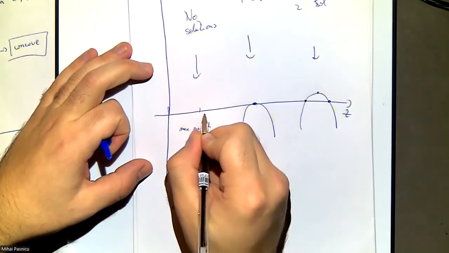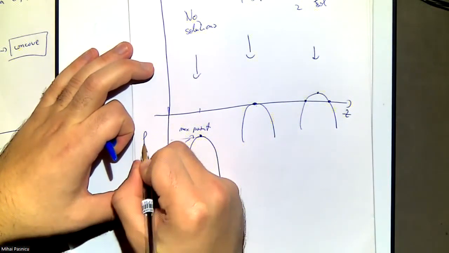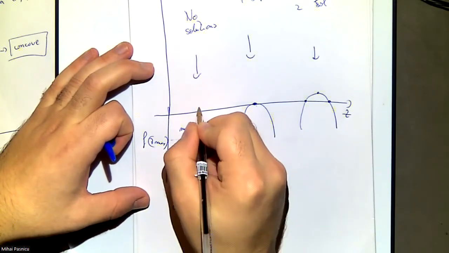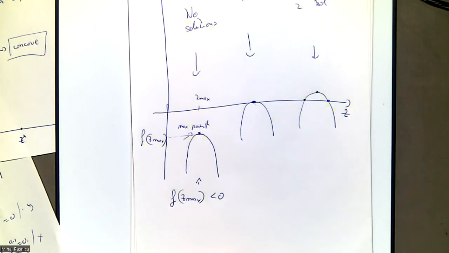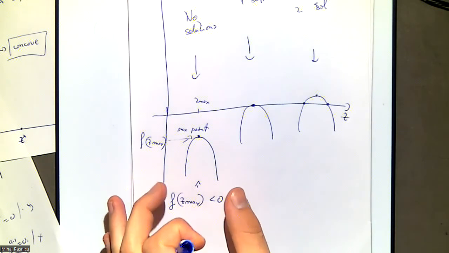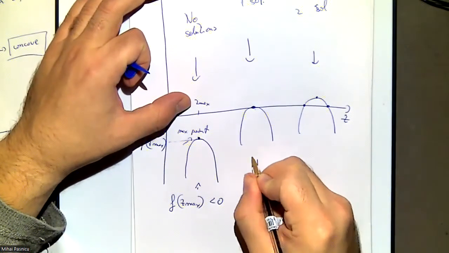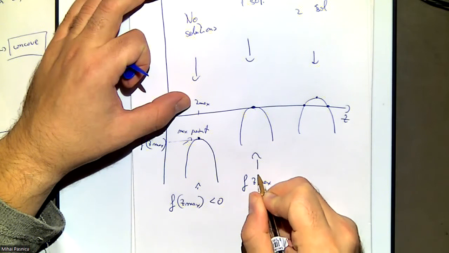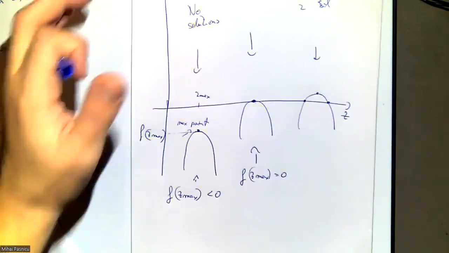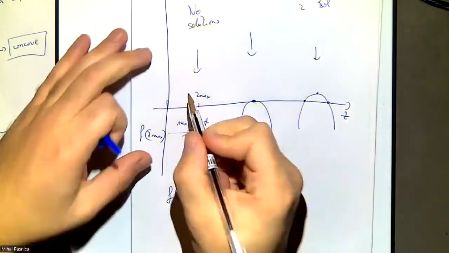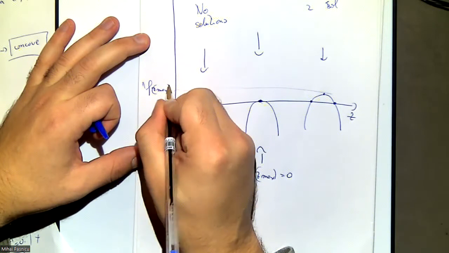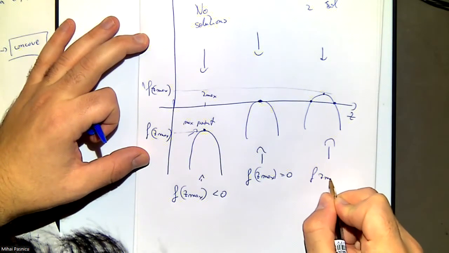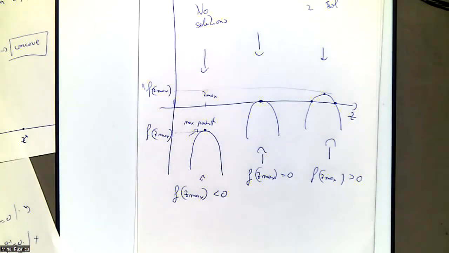If this is z max, then this is f of z max. If f of z max is smaller than 0, my claim is that I'm in this case. Now, for the second one, if f of z max is equal to 0, my claim is that I'm in this case. And lastly, if this is f of z max over here, this case is just f of z max greater than 0. Does my spread of cases make sense to you guys?